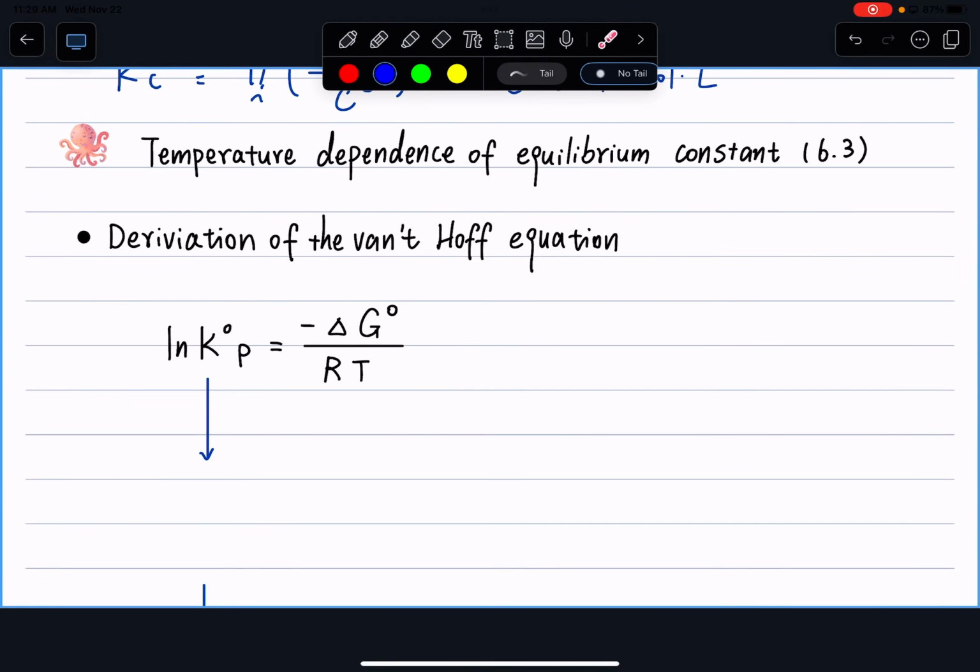The next topic of today is the temperature dependence of the equilibrium constant. So remember, we say that for ideal gases, your equilibrium constant is only dependent on temperature. And that expression is called the Van 't Hoff equation. We'll do a derivation together and see how we use the Van 't Hoff equation to solve actual problems.